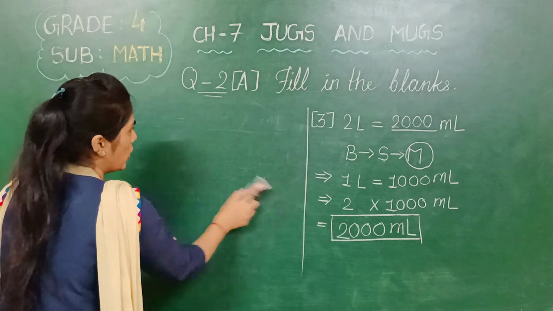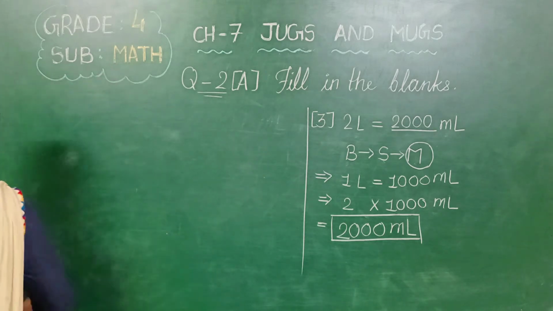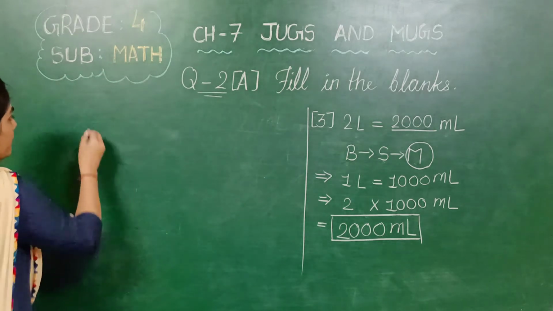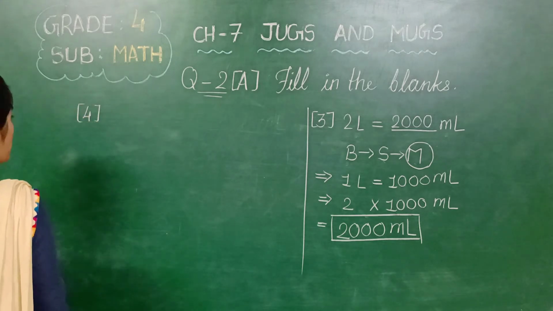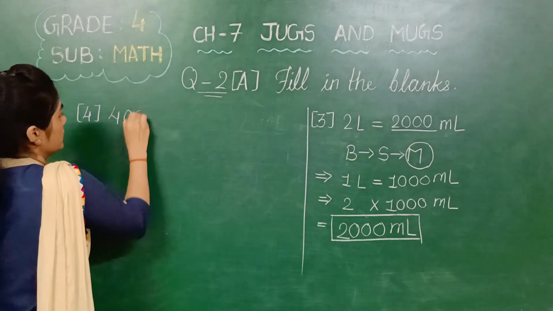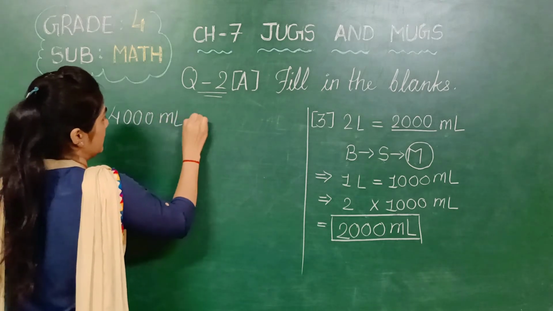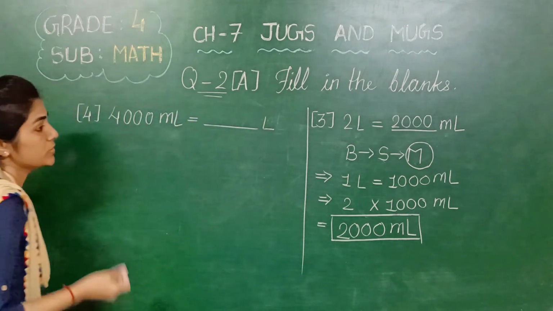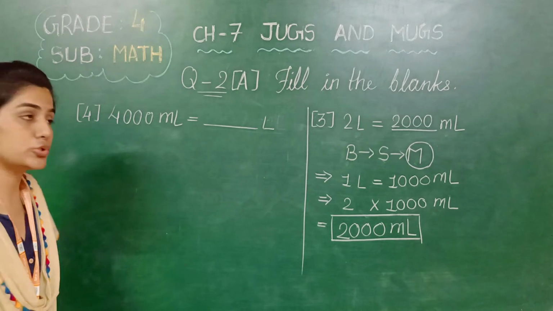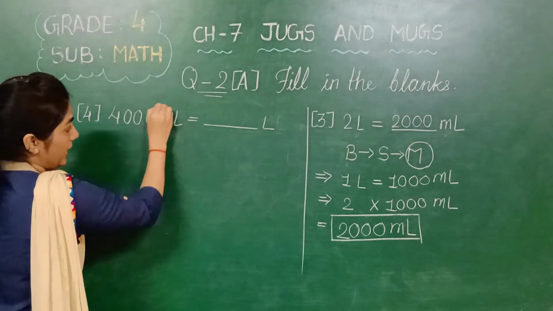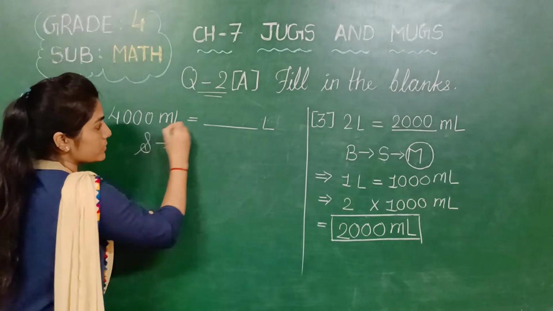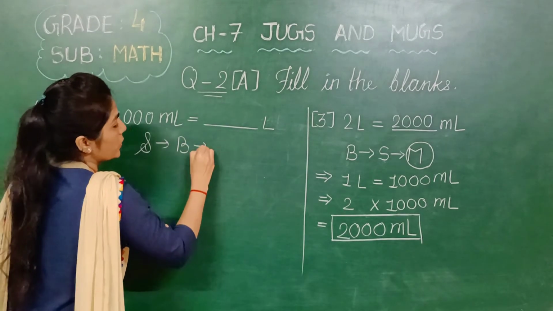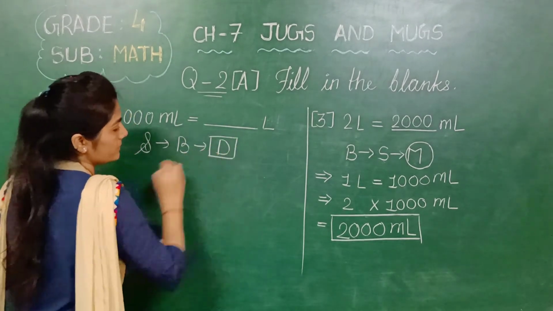I am not taking all the sums from your book, but a few of the sums I am explaining to you. Number 4. In question number 4, 4000 ml is given. We have to convert 4000 ml into liter. Just now we have seen in question number 2 that ml, which is a small unit, we are converting into the big one. So division will occur.